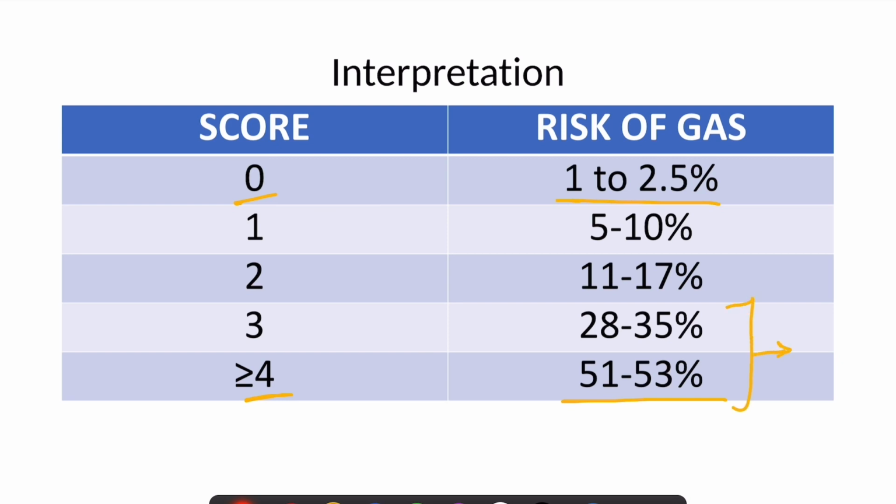And there is discrepancy among the various guidelines. Some guidelines advocate empiric treatment, while some suggest that even with a score of 4, we need to first do the investigation, test for the streptococcus, and if it's positive, then only we should start the treatment.